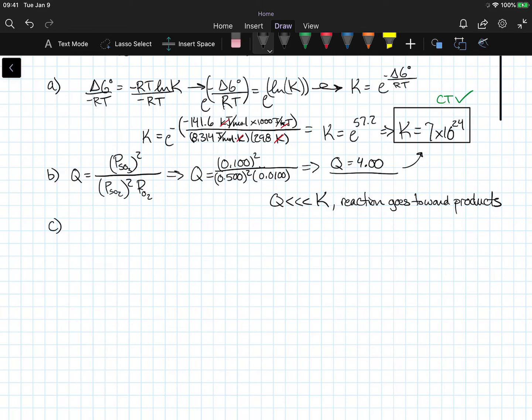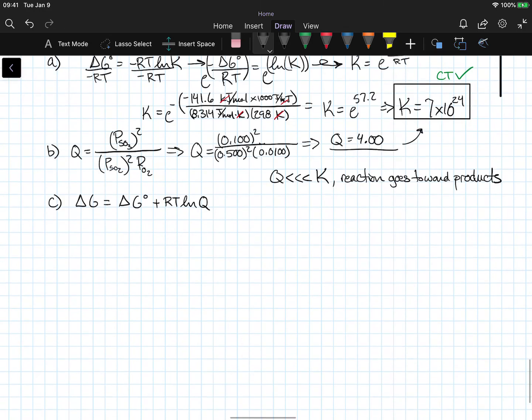So let's calculate the Gibbs energy under these conditions just to make sure that that's giving us the value we expect. Under these new conditions, we're going to figure out what the non-standard Gibbs energy is, and that's the standard Gibbs energy plus our new condition, so that's RT ln Q. So delta G, the non-standard Gibbs energy, is just going to be the standard Gibbs energy, negative 141.6 kilojoules per mole. And I'm going to change that into joules again really quickly.